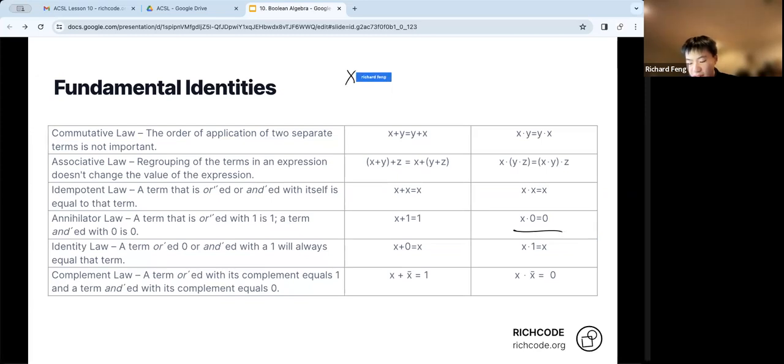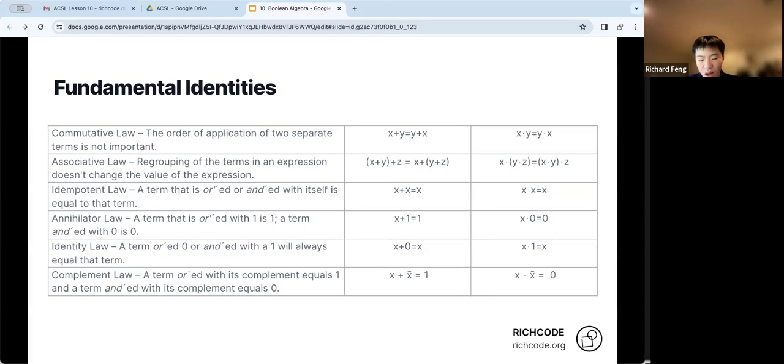So x and 0 is always going to be 0 because if we want the AND to evaluate to true, then both of them have to be true. But we are already given that one of them is false, so it doesn't matter what x is, it's always going to evaluate to false.